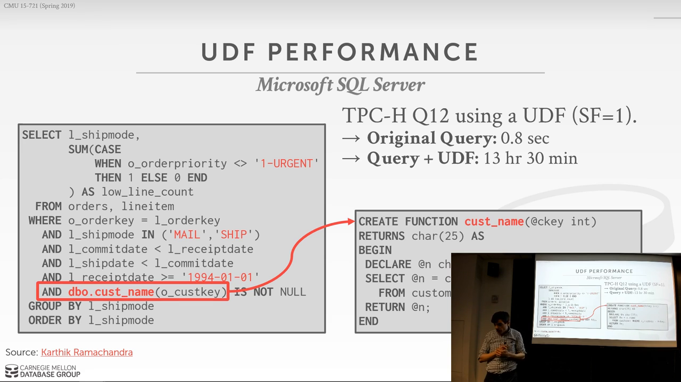I'm actually surprised it took that long. But again, this is just showing you how bad this actually is. We'll see in a second with Freud, but Freud can do the inlining of this function inside of the outer query, and it can get it down to 0.9 seconds. That's why I'm saying this is such a big deal, right?